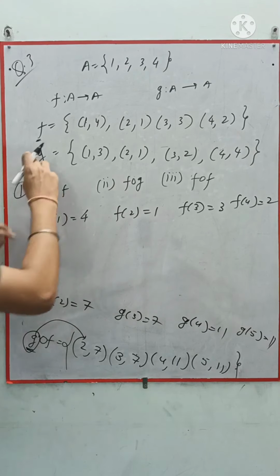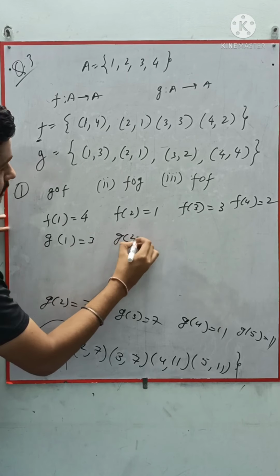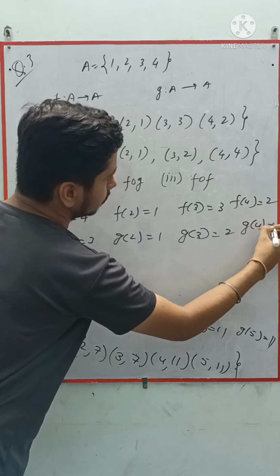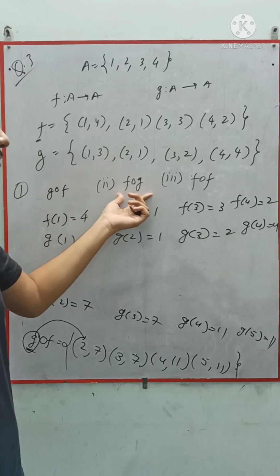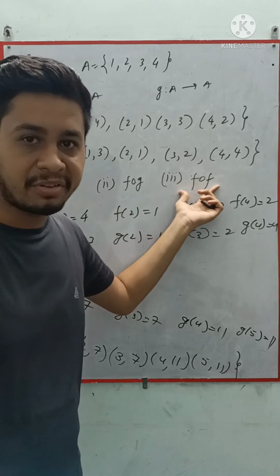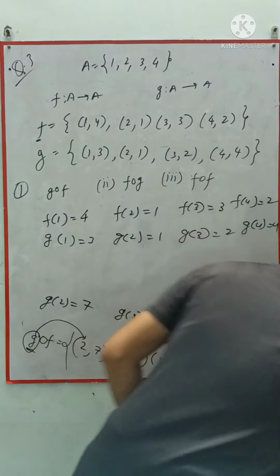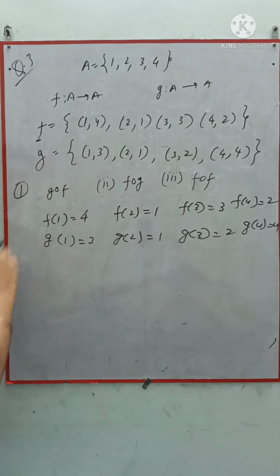Now the same concept goes here also. G1 is equal to 3, G2 equal to 1, G3 equal to 2, and G4 equal to 4. Now can we find GOF, FOG and FOF? Okay, we know the meaning of all these three. So let's start. First of all, GOF.